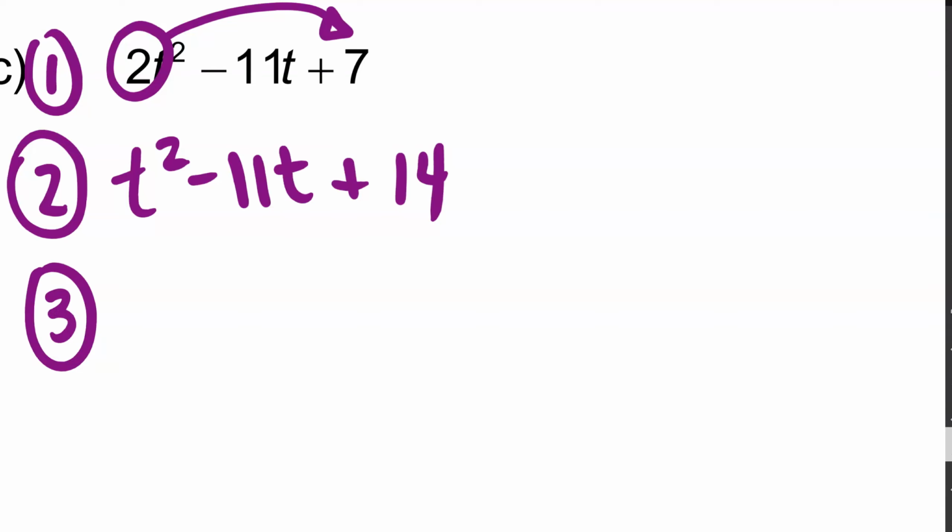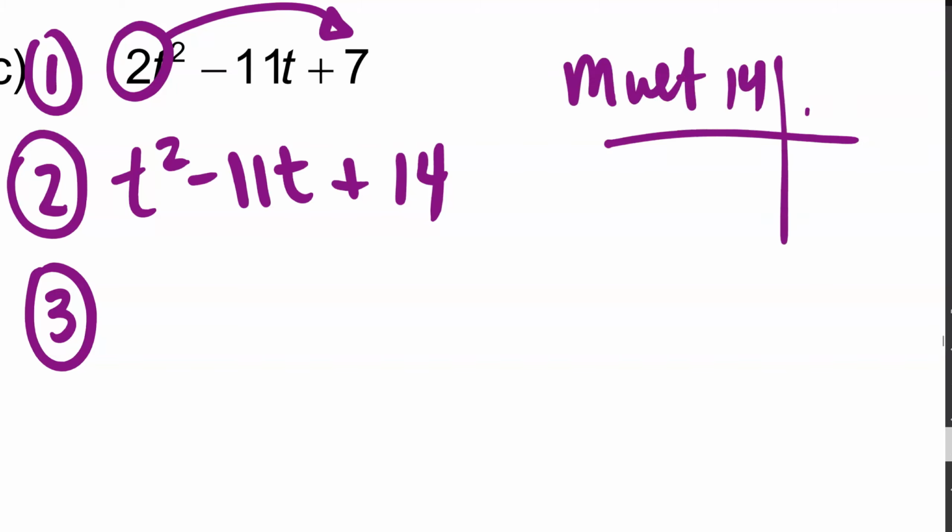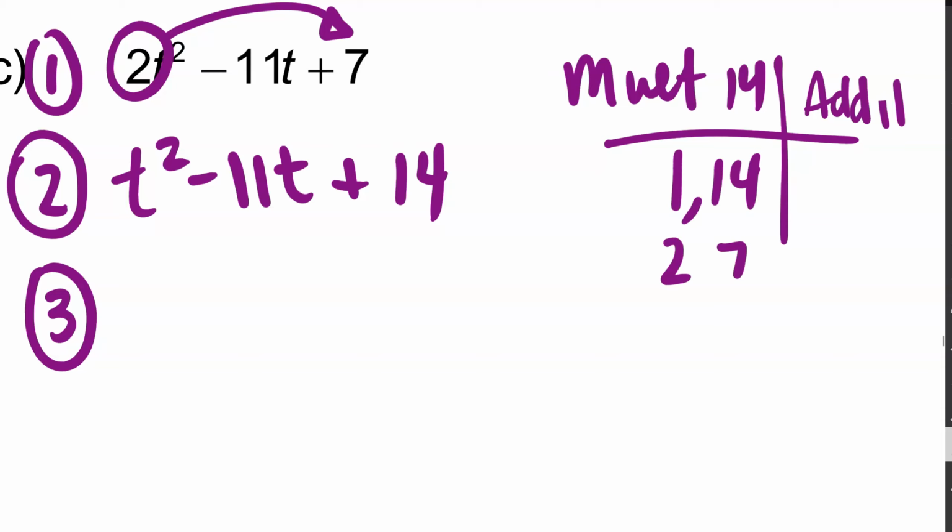So we're looking for what will multiply to 14 and add to 11. The factors of 14 are 1 and 14, 2 and 7. If I add these, I'll get 15 and I'll get 9. Wait, this is not adding to 11. Did we mess up somewhere? The middle is supposed to be adding to negative 11 and multiplying to 14.